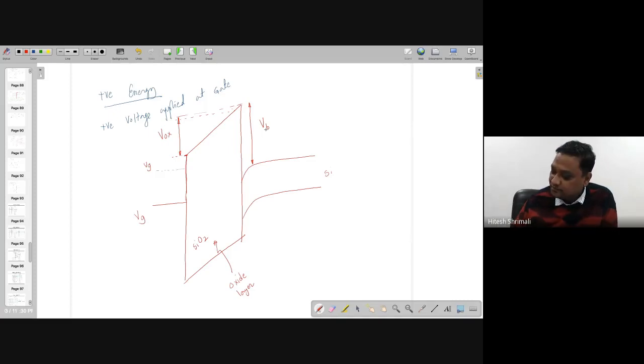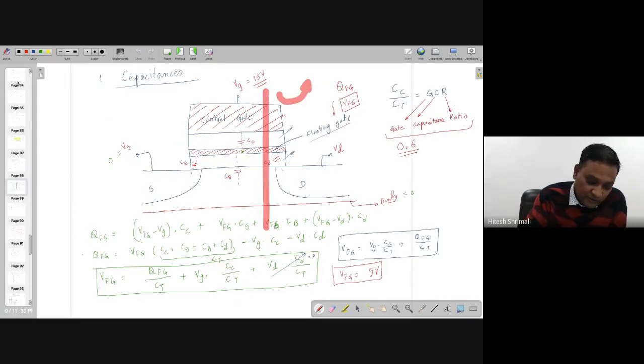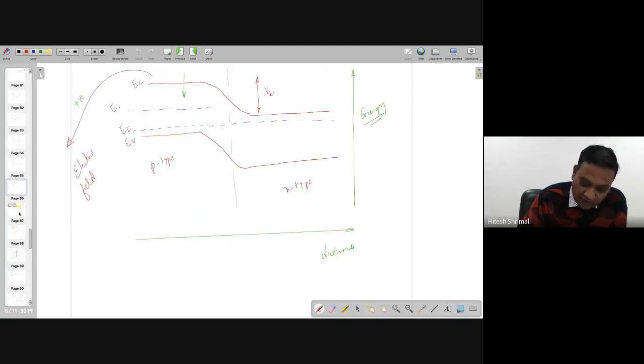Right? So, or maybe capital. In that case, if such a situation is there, when VOX is lesser than VB, we are going to call this direct tunneling. By the way, it's nothing but a pipe. If you look at this, this is the pipe which is elbow shaped, and you need to make sure that there is a direct connection from one side to another.